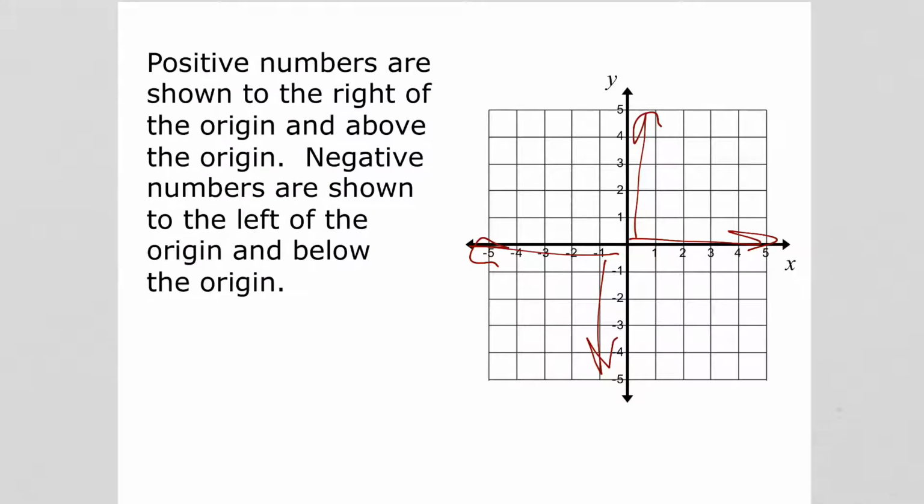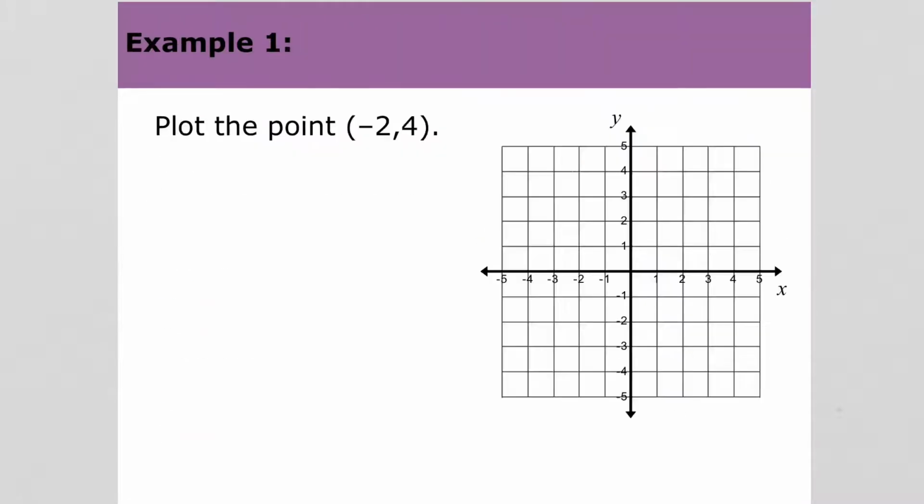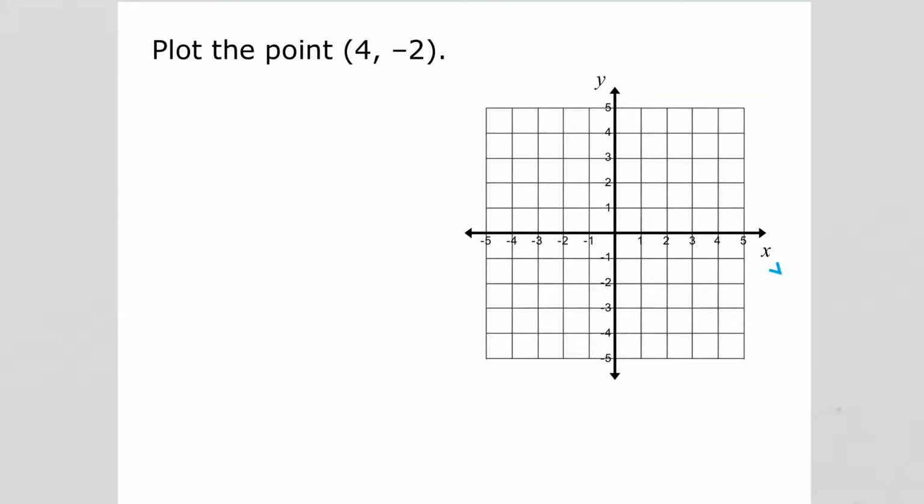So if we look at this graph, the point 2, 3 would be the x coordinate of 2 and the y coordinate of 3. So it would go right there. For this example, it asks us to plot the point -2, 4. So we just go on the x-axis to the left to -2 and the y-axis up to 4, and there is your point. Then plot the point 4, -2, so x-axis to 4, y-axis to -2, and there's that point.